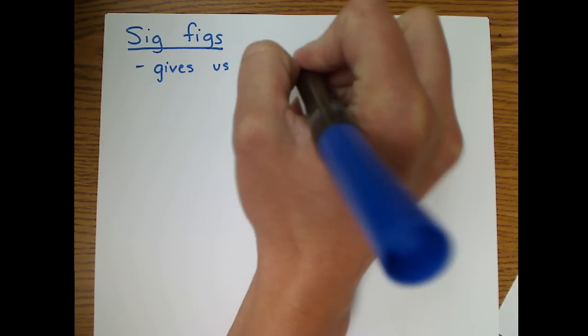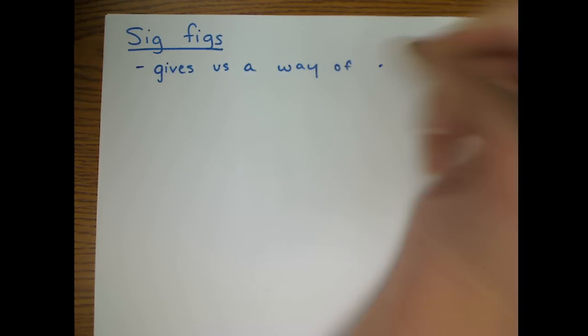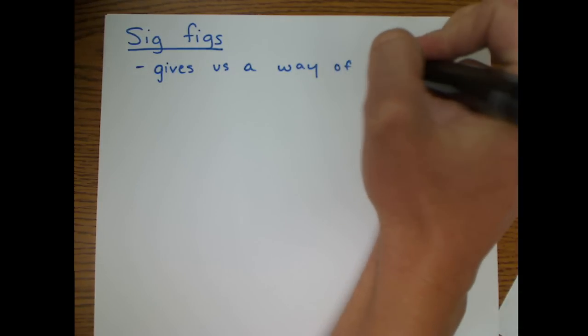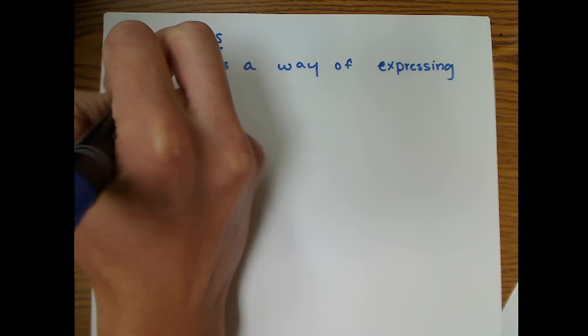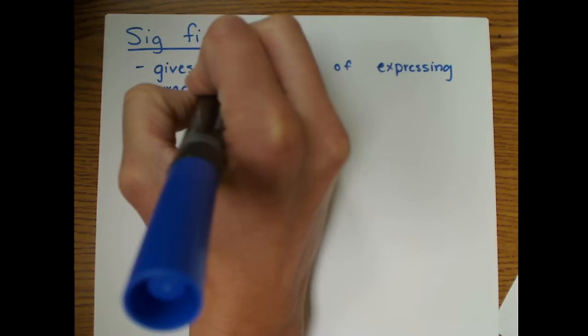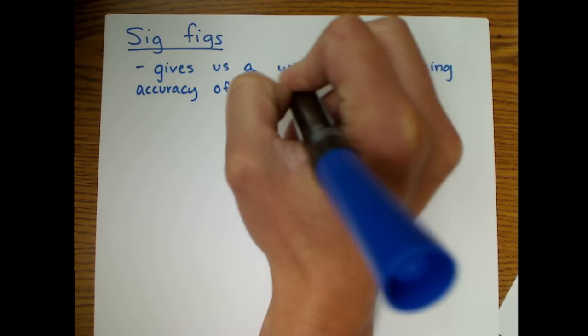Starting off with sig figs. So what are sig figs? Well, when we are in lab, it gives us an ability to express the accuracy of the numbers and data we are getting in lab. So it gives us a way of expressing accuracy of our lab equipment.